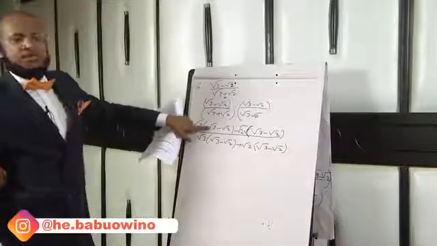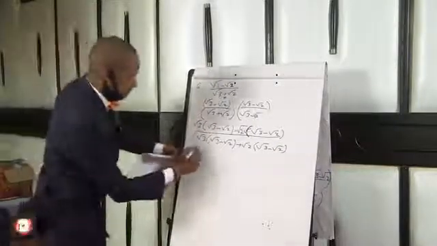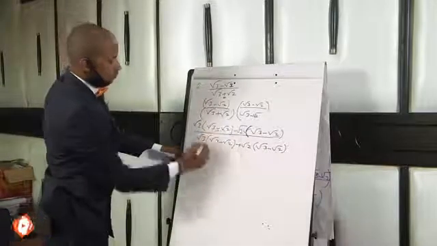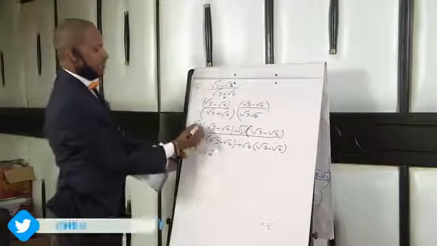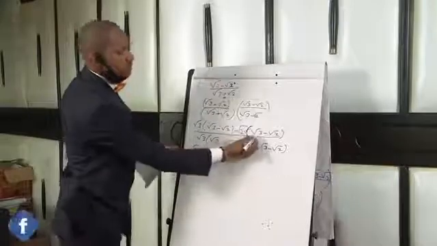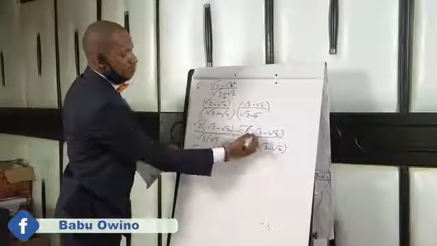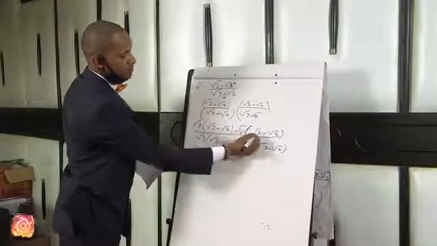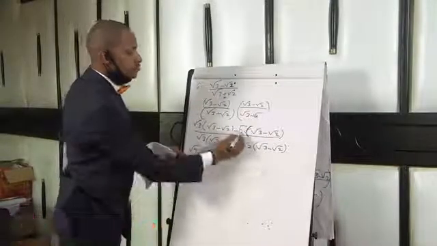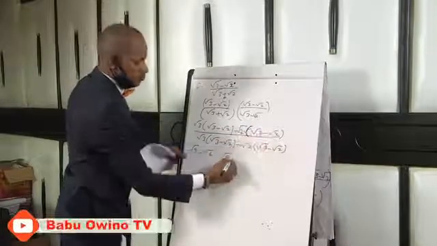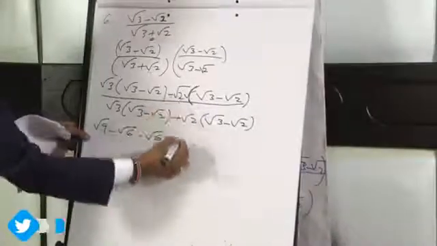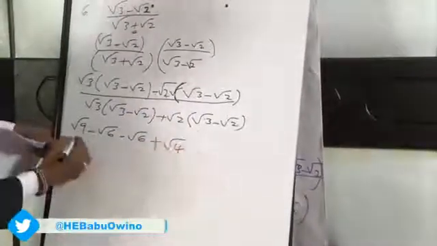Root 3 times root 3 is root 9. Root 3 times minus root 2 is minus root 6; just multiply what's inside the roots. Then minus root 2 times root 3, multiply what's in the roots, you get minus root 6. Then minus root 2 times minus root 2 gives plus, because minus times minus is plus, root 4.